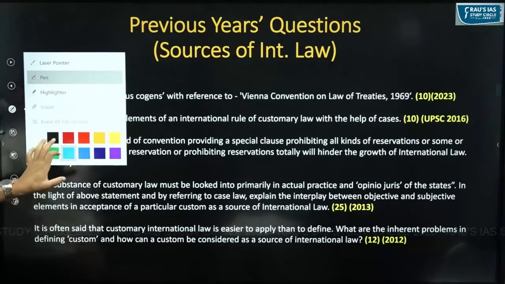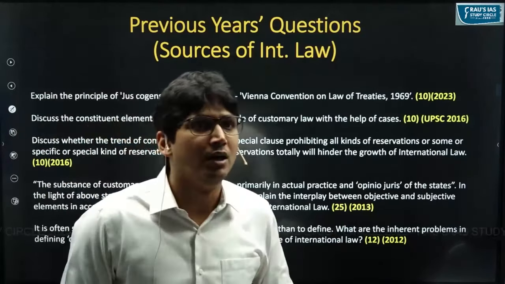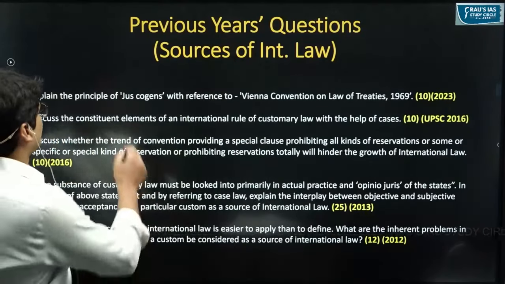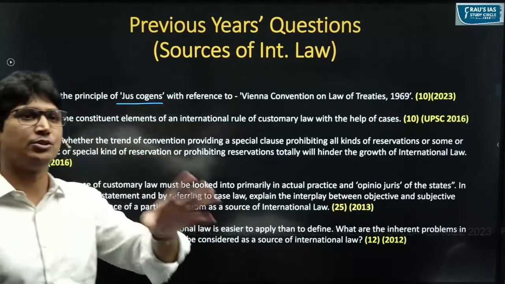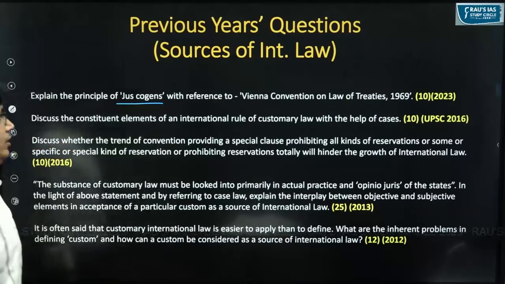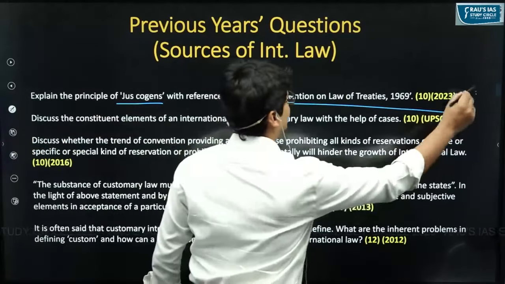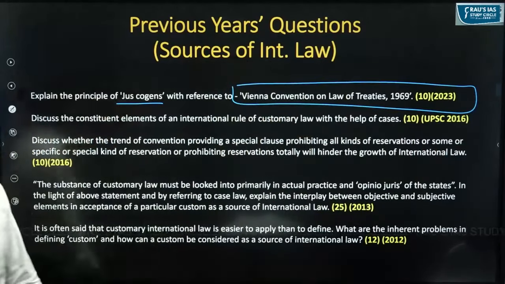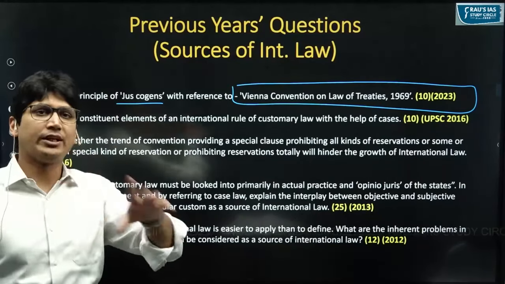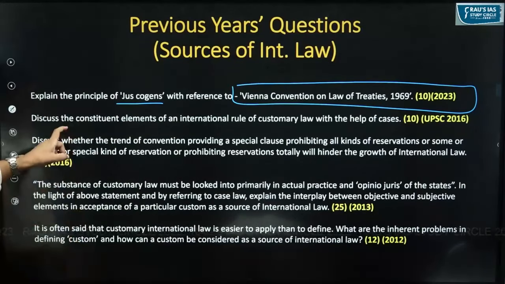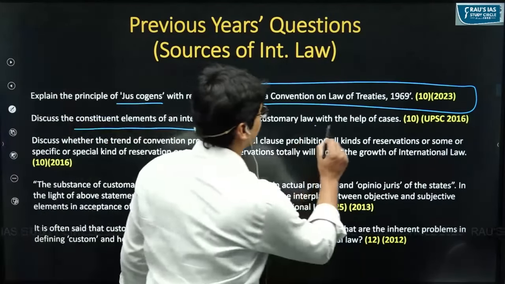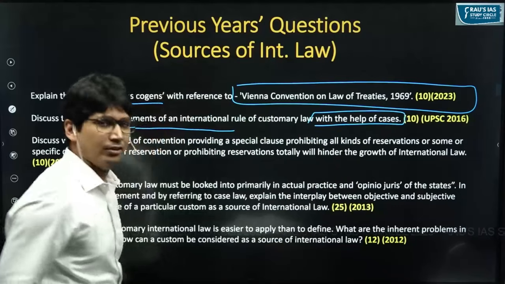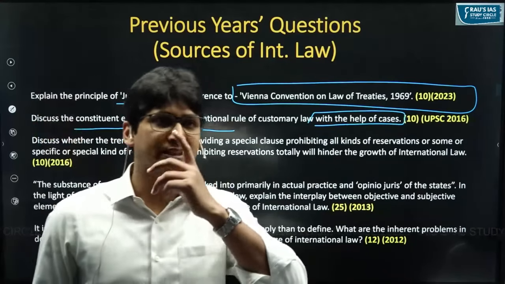Jus cogens, okay, we'll refer to this. I'll give you short notes on jus cogens. We'll discuss jus cogens separately as a part of the VCLT. When we discuss the VCLT, I'll discuss jus cogens along with erga omnes. Next: discuss the constituent elements of an international rule of customary law with the help of cases. So at least today, with the help of these cases, you can cite these two cases.